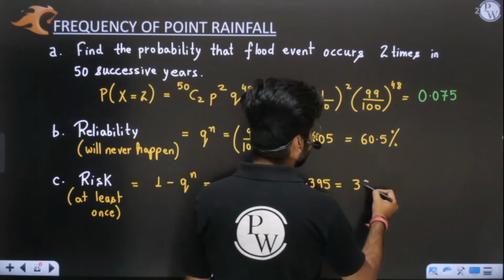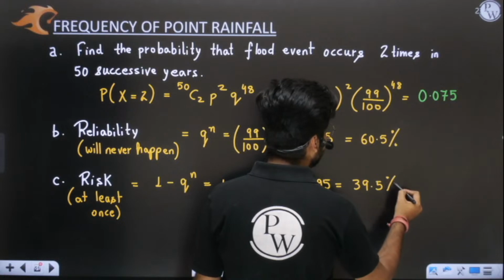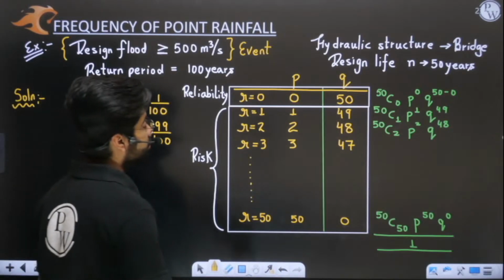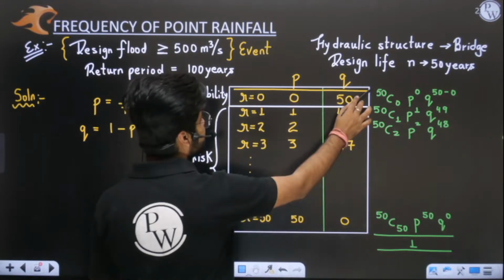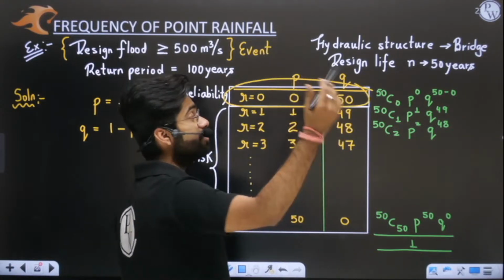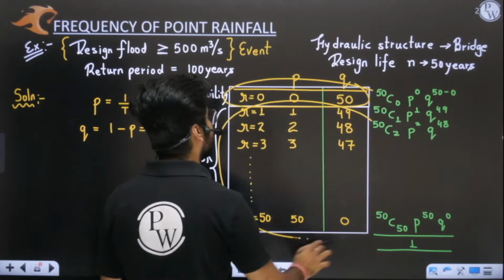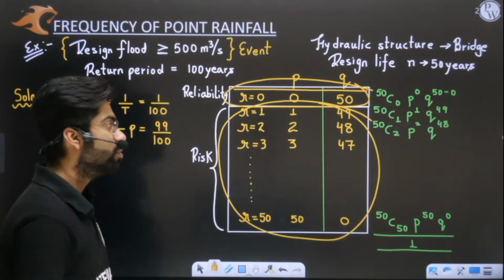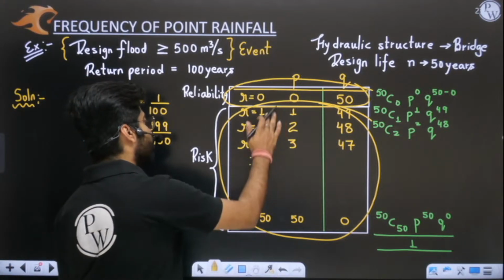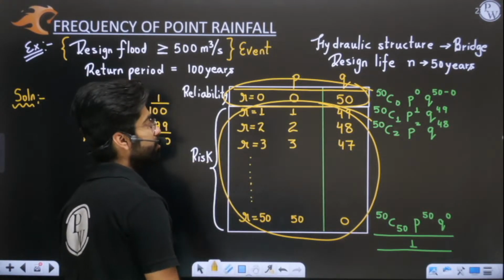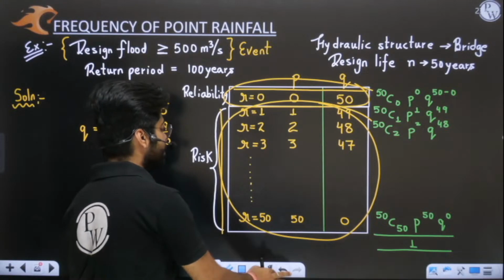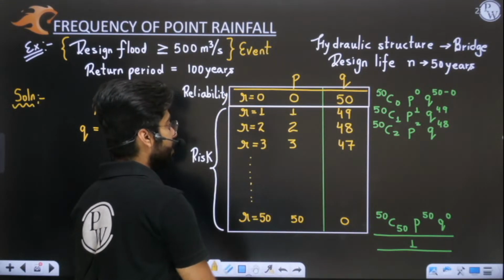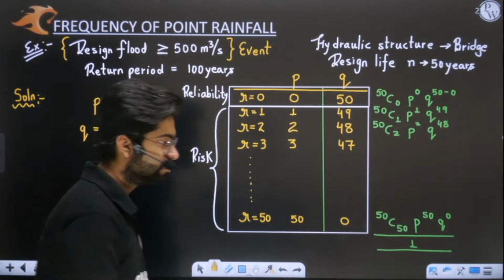So it is 39.5%. Can you guess the anomaly here? Out of all the 51 cases, this single case has a 60.5% probability, and when all the others are combined, at least one case, they will have a total probability of only 39.5%. So this total is 39.5%, and this single thing has a probability of 60.5%. What does it tell? Can you tell me?